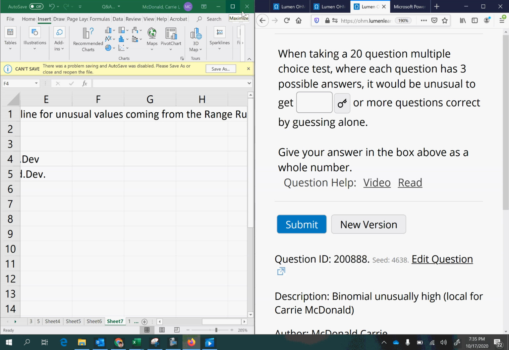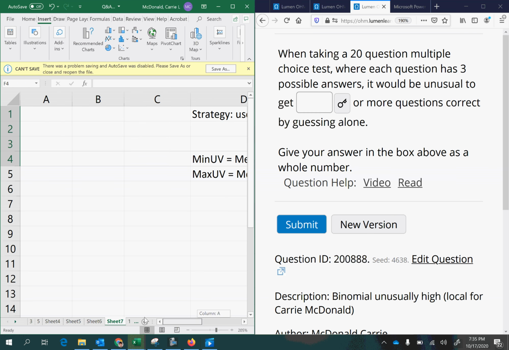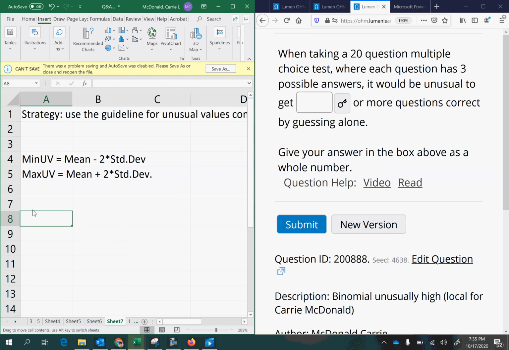So here it says that when taking a 20-question multiple choice test, where each question has 3 possible answers, it would be unusual to get a certain number of questions correct by guessing alone. And I am concerned about how to find the mean and the standard deviation. Well, what jumps out at me is that this might be a binomial distribution. If it's a binomial distribution, then I know how to find the mean and the standard deviation, because the mean is equal to n times p, and the standard deviation is equal to the square root of npq.